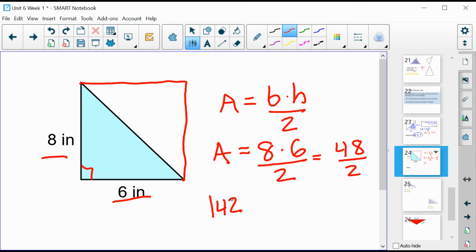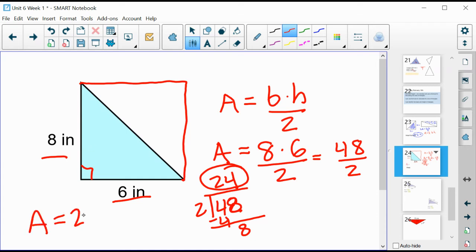Standard algorithm, 48 divided by 2. Sorry, that's supposed to be an 8. 48 divided by 2: 2, 4, 8 is 24. So the area equals 24 square inches.